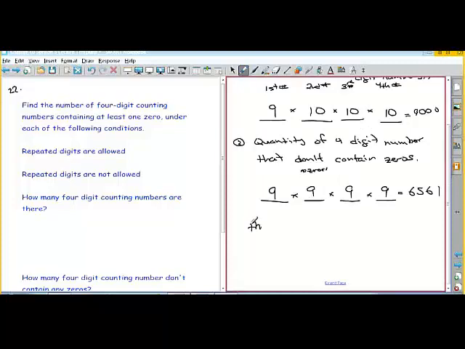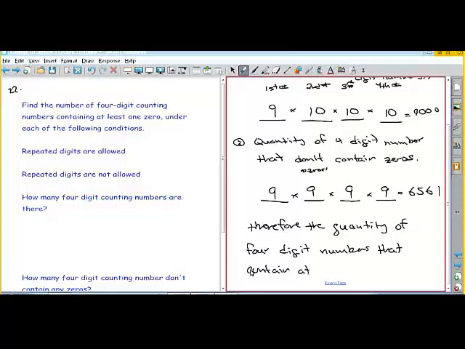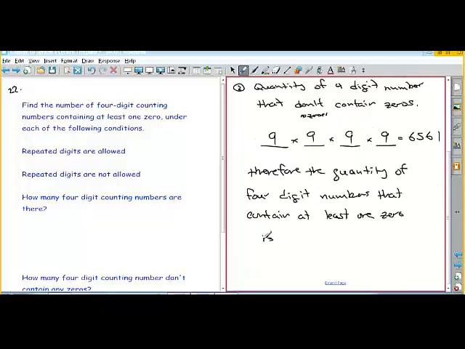So what we can then say is, therefore, the quantity of 4-digit numbers that contain at least one zero is 9,000, the total number, minus the number that don't contain zeros, and that difference is going to be equal to, let's see, 3,439. Is that right? Can you check?